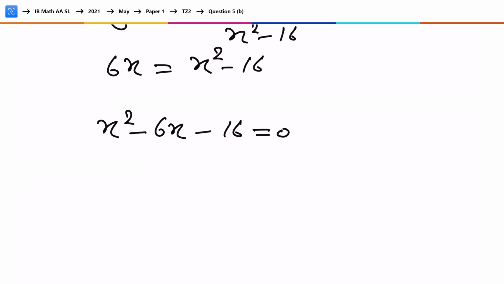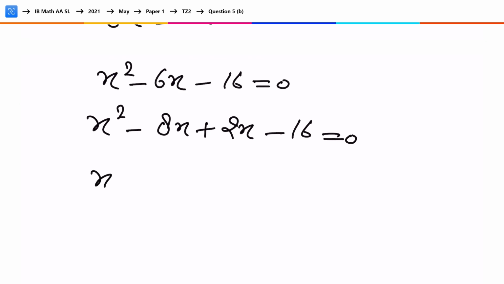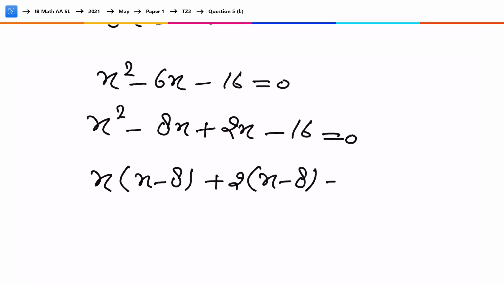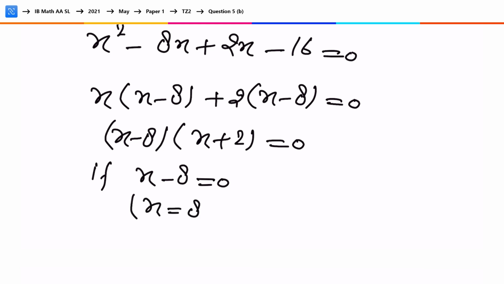To solve this quadratic equation, we can factor it as x squared minus 8 times x plus 2 times x minus 16 is equal to 0. Grouping the terms, x multiplied by x minus 8 plus 2 multiplied by x minus 8 is equal to 0. Factoring out the common factor, x minus 8 multiplied by x plus 2 is equal to 0. This gives us two possible solutions. X minus 8 is equal to 0, so x is equal to 8. X plus 2 is equal to 0, so x is equal to negative 2.